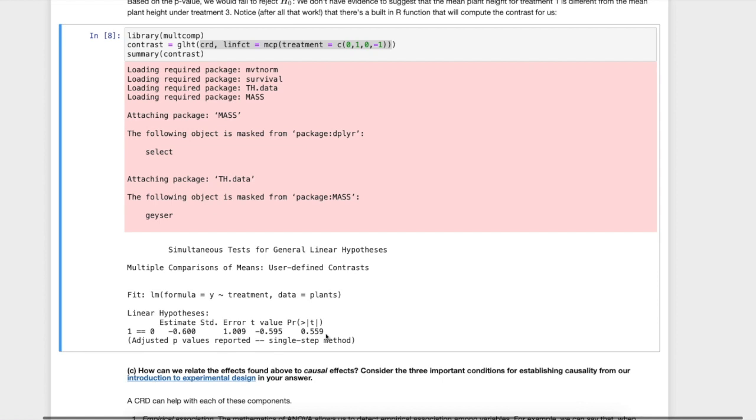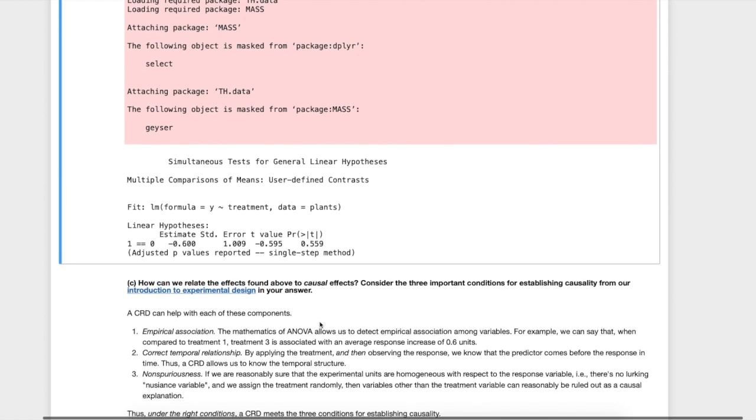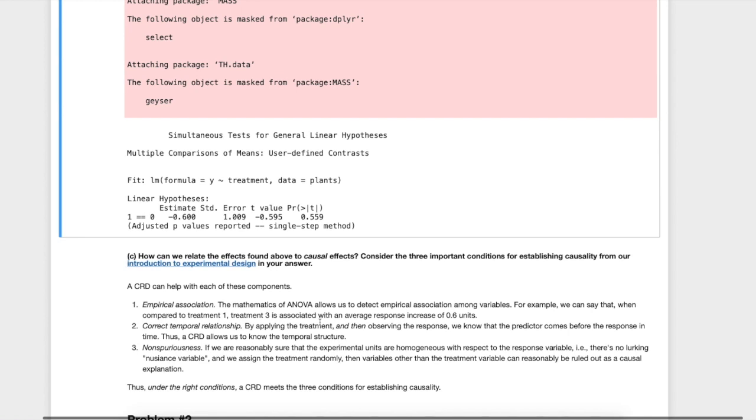All right, actually one more thing that we should mention is the relationship between the CRD and causal effects. And so I want us to think back to the 3 important conditions for establishing causality from our Intro to Experimental Design video. And let's think about how this experiment might help us satisfy some of those conditions. So a CRD can help with each of the components. Remember, there were 3 that we talked about: empirical association, a temporal relationship, and non-spuriousness.